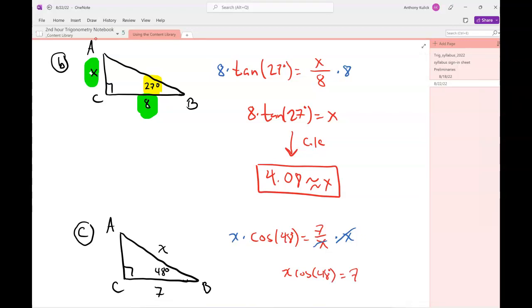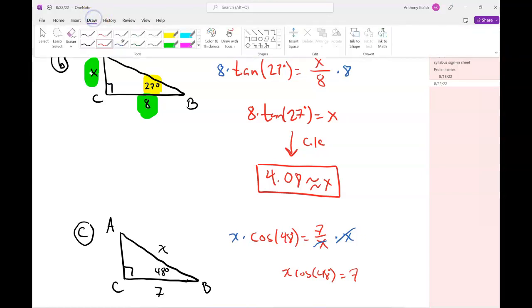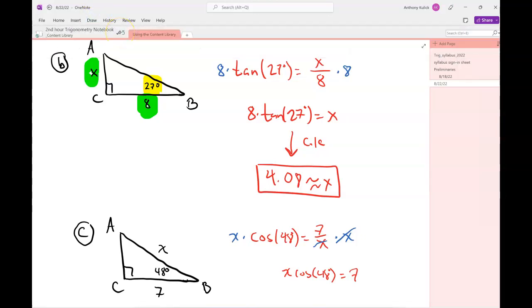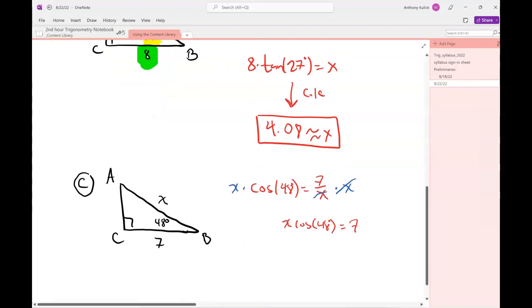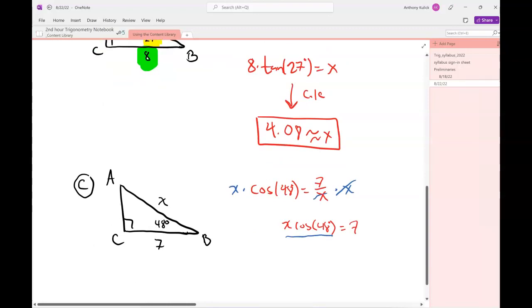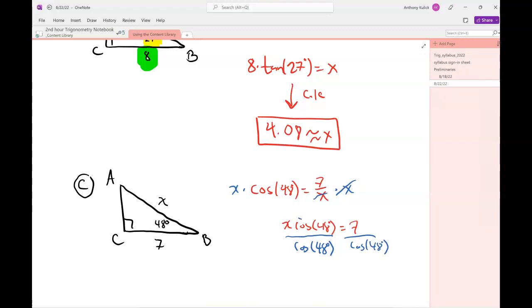Okay, what do I do next? Divide by cosine 48. Remember, cosine 48 is just a number, right? If you type that into your calculator, it's just a crazy decimal. So all we're doing is dividing by that crazy decimal. Instead of writing the crazy decimal in all its decimal places, I'm just going to write it as cosine 48 because the calculator will handle all the crazy decimals for me.